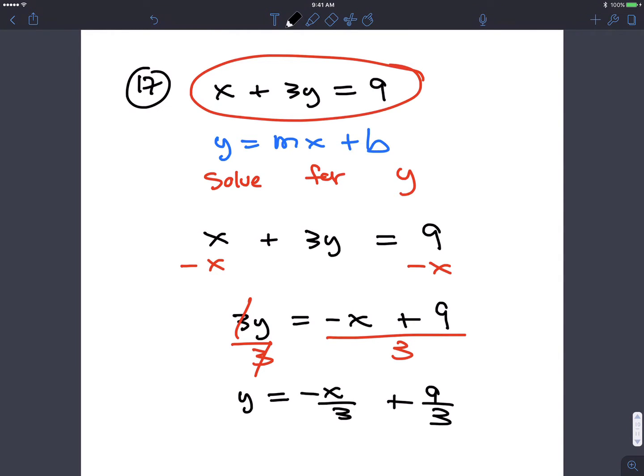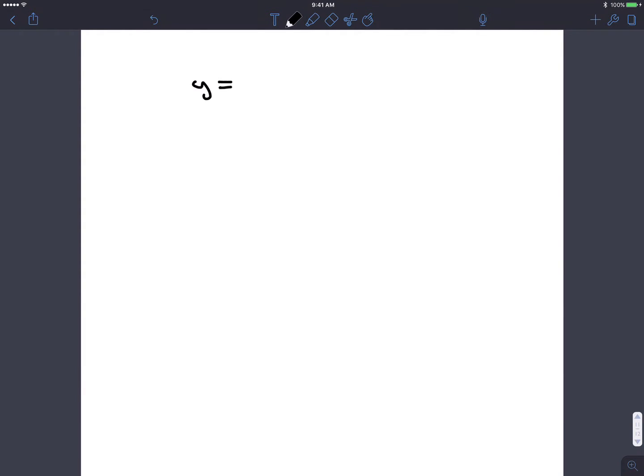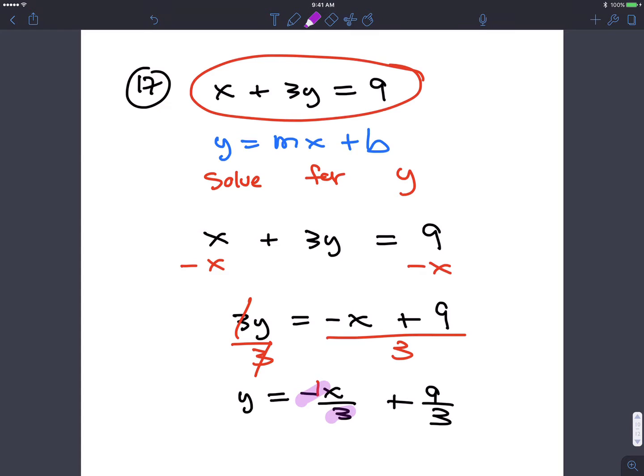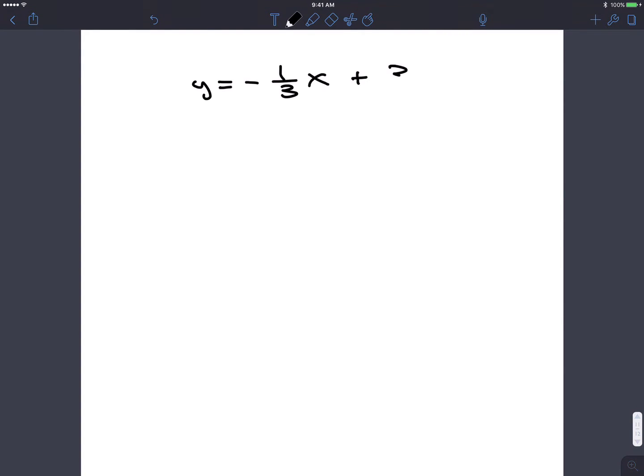Now, remember, we're going to have to simplify both of these things. So let's recall. The fraction here that's multiplied to x is actually negative 1/3. So what you're going to have now here is y equals, let's go down here, negative 1/3 x, and then you have this fraction here of 9/3. We're going to have to divide, and 9 divided by 3 is positive 3.